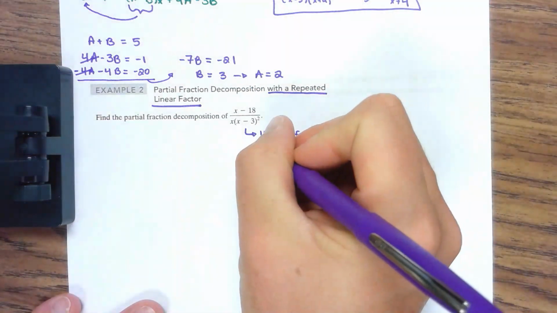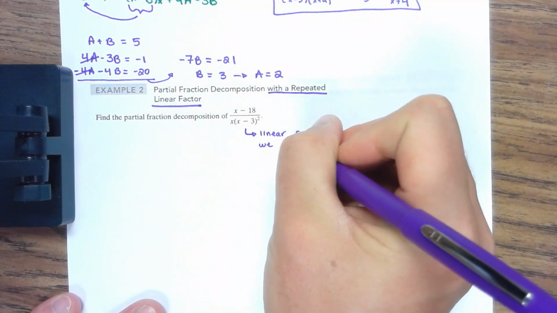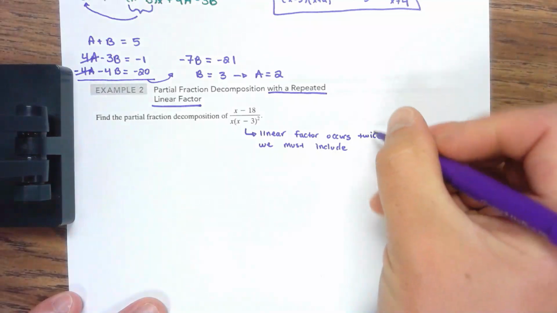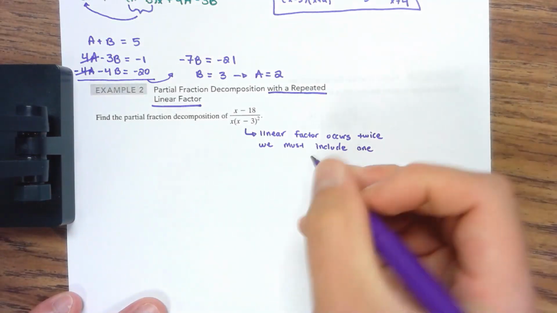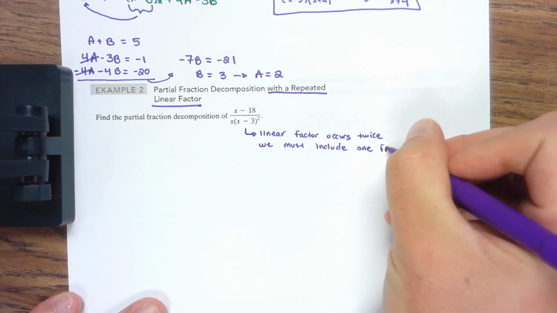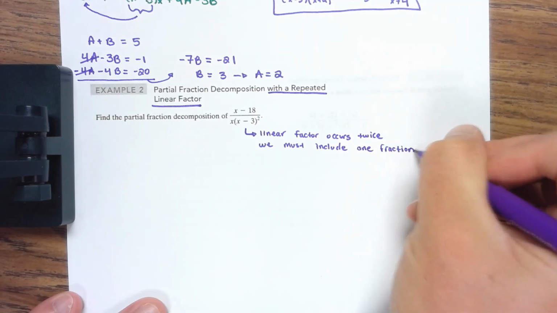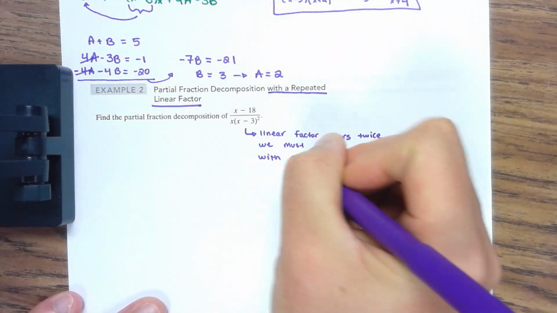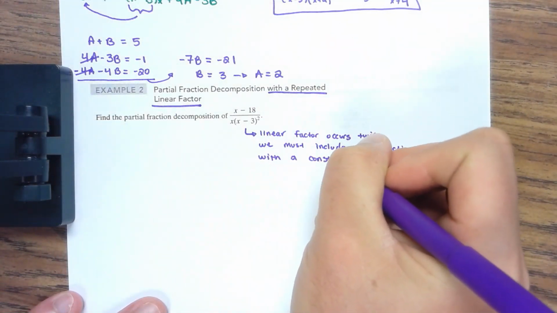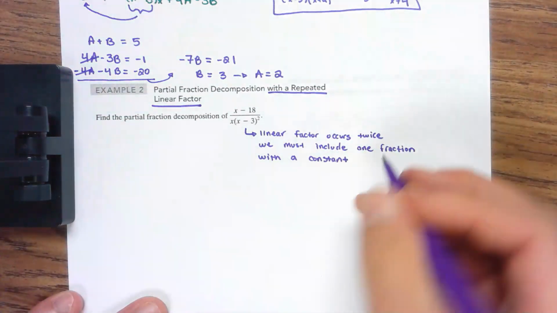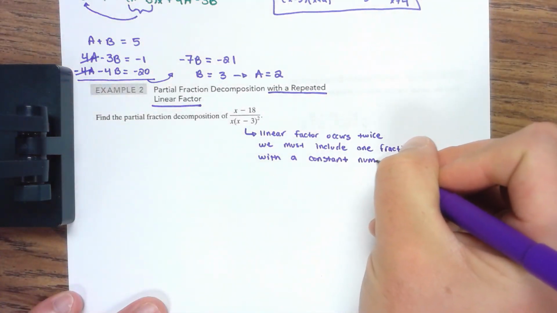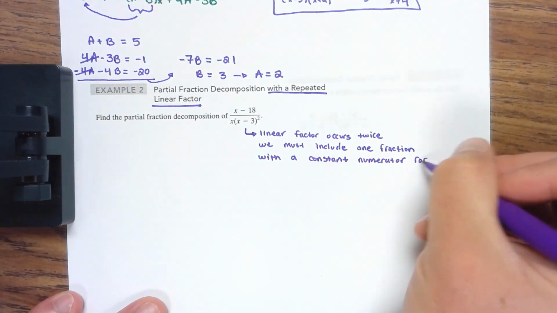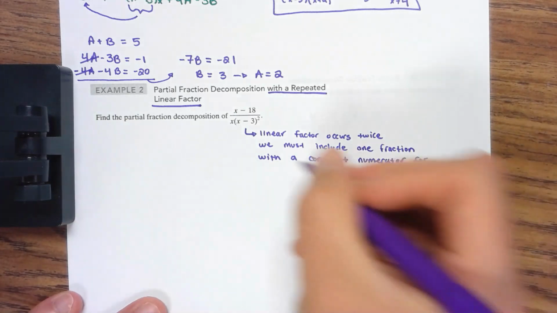And because it occurs twice, we must include one fraction, and by the fraction I'm meaning the partial fraction. So one fraction with a constant numerator for each power.